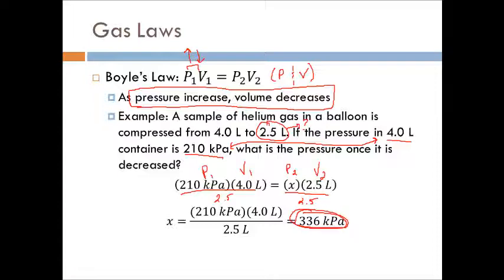So in this case, these are just real simple plug and chug. The problem is identifying what things are what. Now remember, we talked about all the different pressure units on the previous slide. Volume is going to be in milliliters or liters. So if you see liters or milliliters, that's going to be your volume.